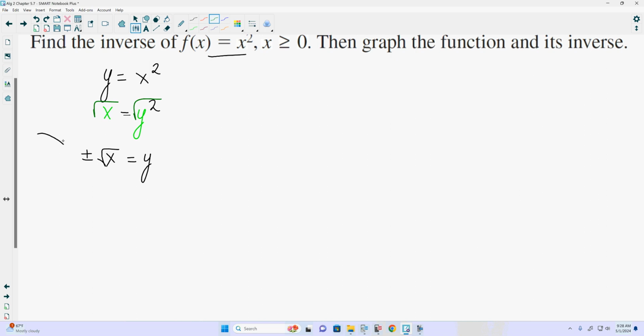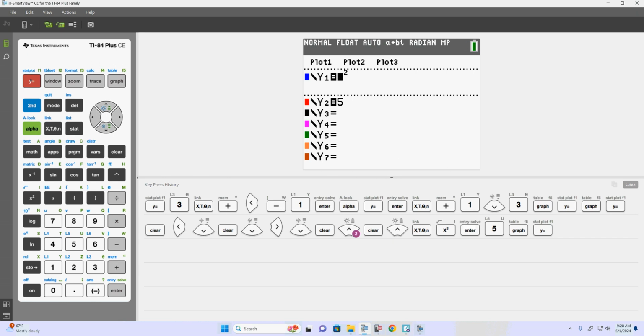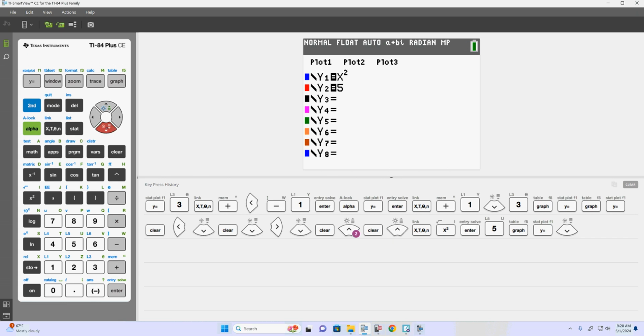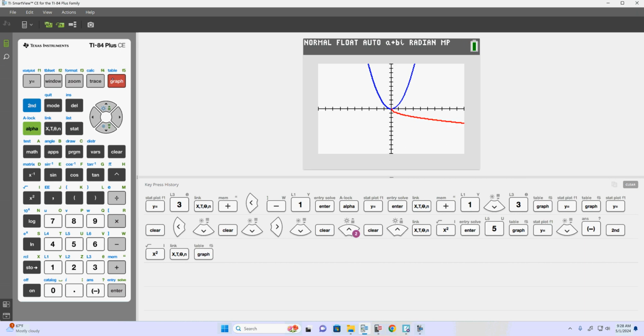Now, we keep the plus or minus there if there is no restriction to start with. Our restriction to start with said that x is greater than or equal to 0. Yes? So that means we're only looking at the positive side. Equals, I'm going to get rid of this, negative square root of x. Well, that's not quite the case because it means positive x.